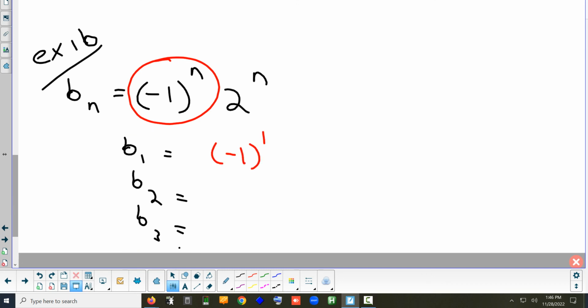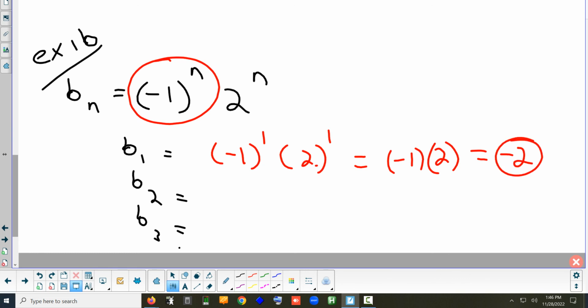So negative 1 to the first times 2 to the first. Sky, what's negative 1 to the first power? Negative 1. Good. And what's 2 to the first power? 2. Negative 2. So there's our first term, negative 2.